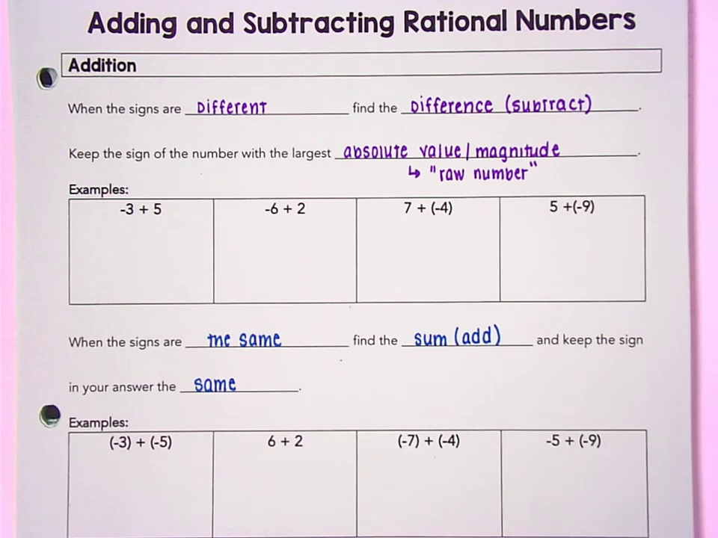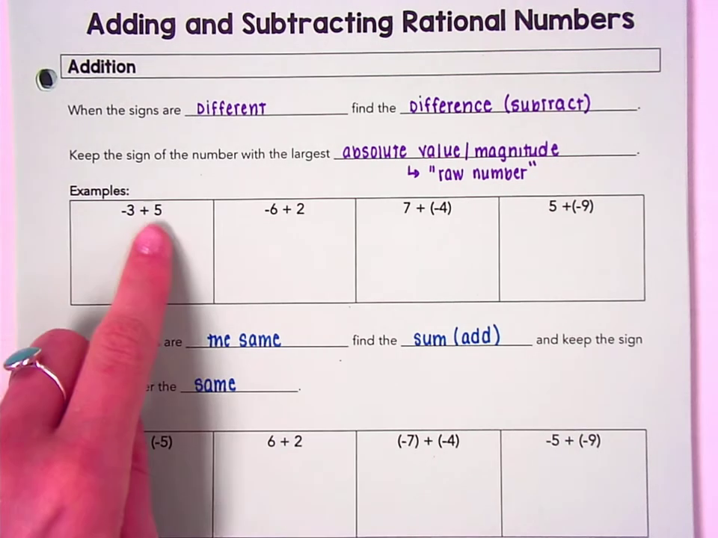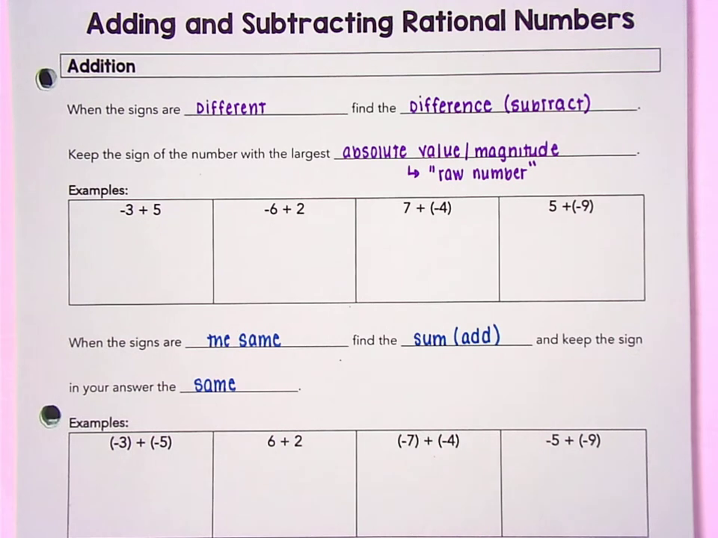Let's check out how we can add and subtract rational numbers, and we'll start with addition in this video. So when the signs are different is going to be our first situation we'll look at. And when we say the signs are different, what we really mean is we're adding together one negative and one positive number. So the signs, positive or negative, on those numbers are different.